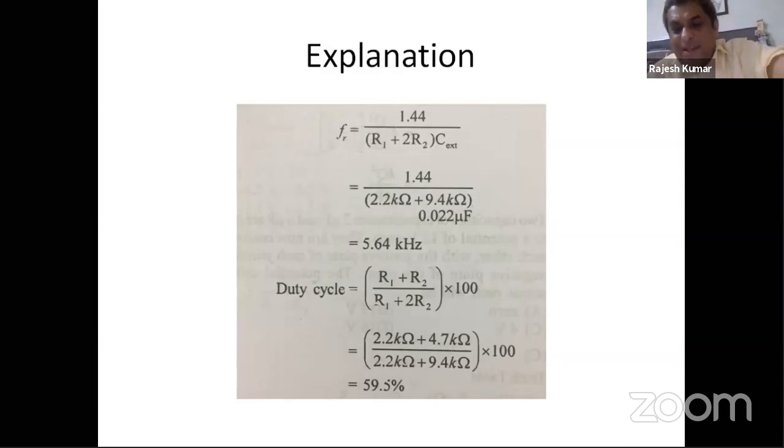The duty cycle can be found by this formula: (R1 plus R2) divided by (R1 plus 2R2), into 100. Everything is given, just put in the values, and ultimately your duty cycle will be 59.5%. This means that the waveform you will get from this IC 555 timer will be asymmetrical in nature.